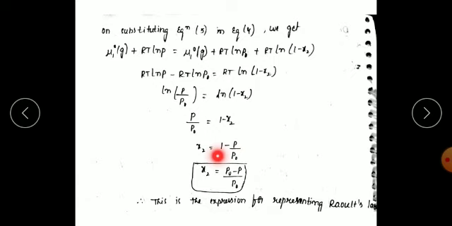On taking the LCM, we get X2 equals (P naught minus P) by P naught. This is the Raoult's law equation. Finally, we have derived Raoult's law from the chemical potential topic. Thank you.